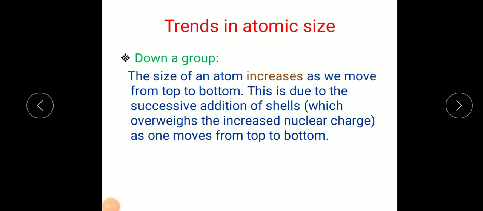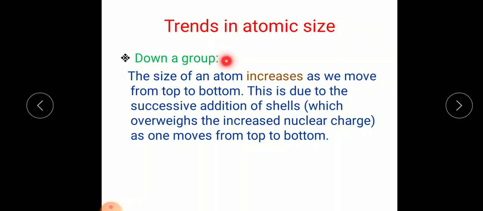Trends means variations. How the atomic size varies when you move from top to bottom, that is down a group, and how the atomic size will vary when you move from left to right in a periodic table, that is across a period. So this is very important. Now we'll see down a group, what will happen.